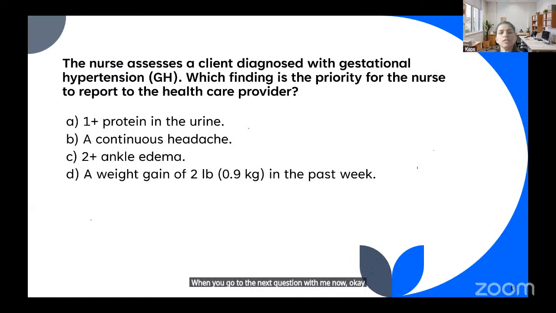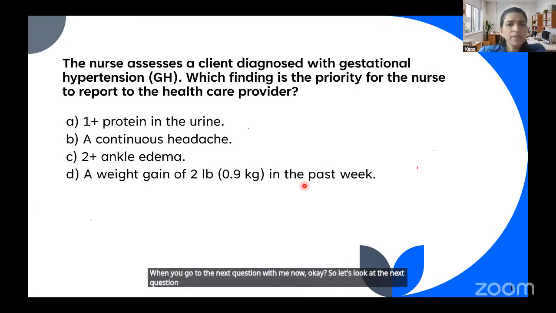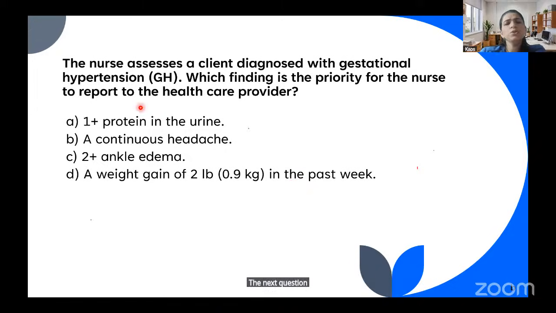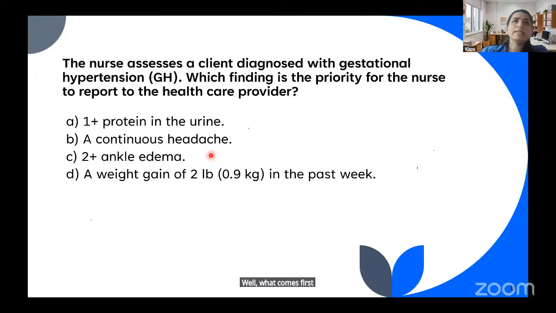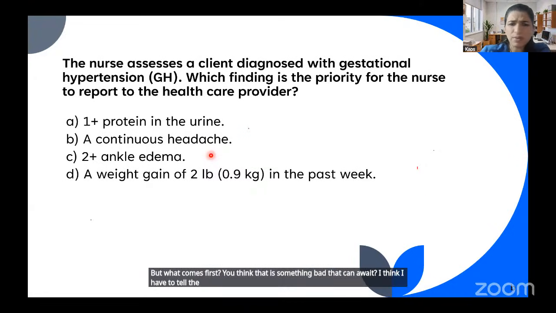Okay, so let's look at the next question on the screen. The next question again shows you how to pick up the right answer, right? The nurse says the client has gestational hypertension. Now, which finding is the priority for the nurse to report to the doctor? Maybe everything is supposed to be reported. Well, what comes first? You think that is something bad that cannot wait? I think I have to tell the doctor right away when I see something like that inside the room, right?